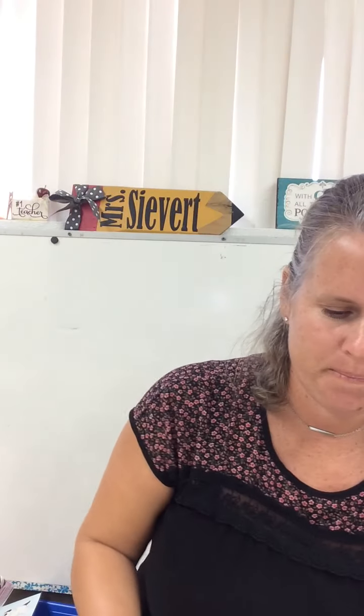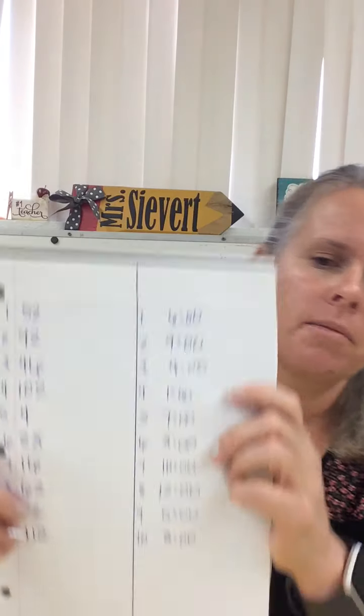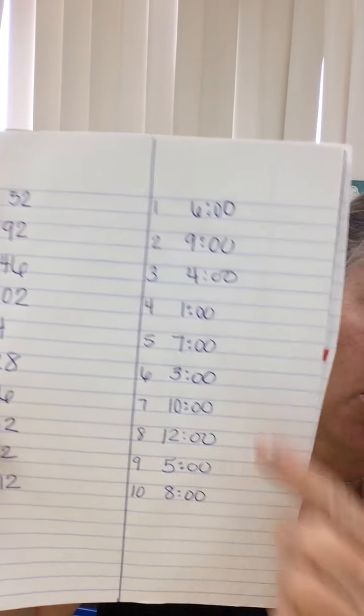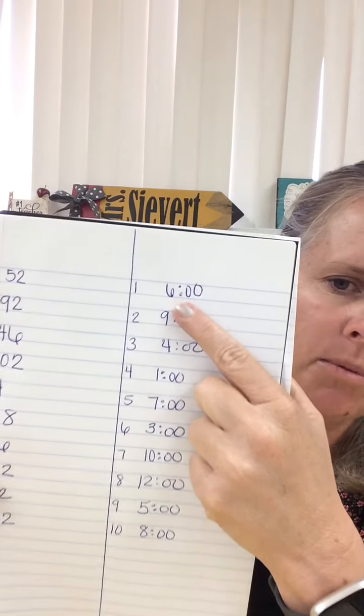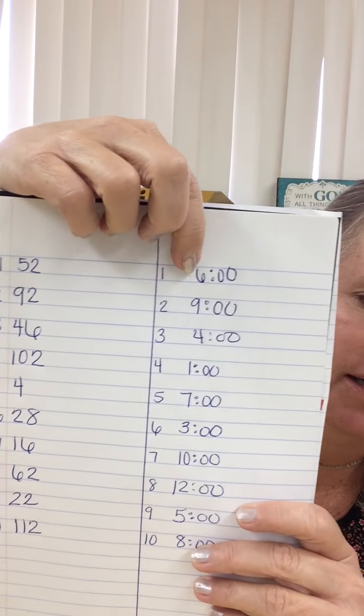Okay, let's check our work and see. Remember, this is how you're going to have them looking. They all should end in 00. All of them, okay? So first one, number 1, should be 6 o'clock. 6:00. So I'm going to leave it down so you can look at yours. Ready? Number 2, 9 o'clock. 9:00. 3, 4 o'clock.